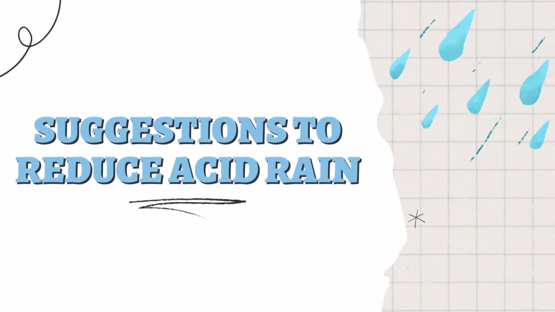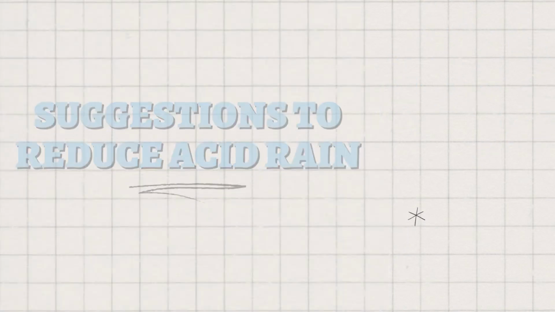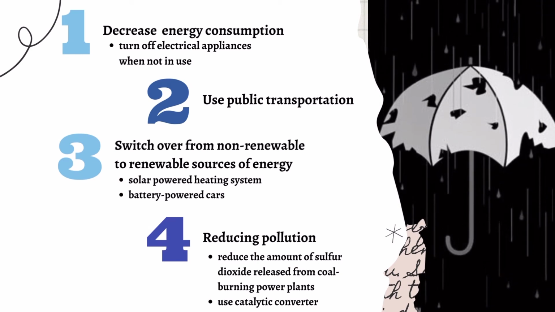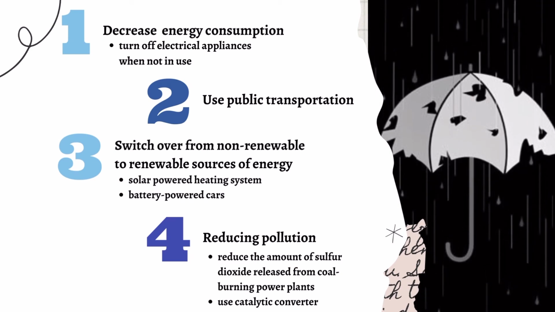Suggestions on how to reduce acid rain. First, decrease your energy consumption. Turn off electrical appliances when not in use. This is because power plants release the majority of sulfur dioxide and much of the nitrogen oxides when they burn fossil fuels, such as coal, to produce electricity.